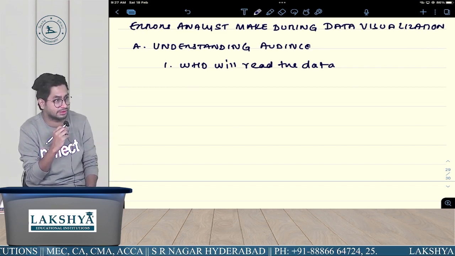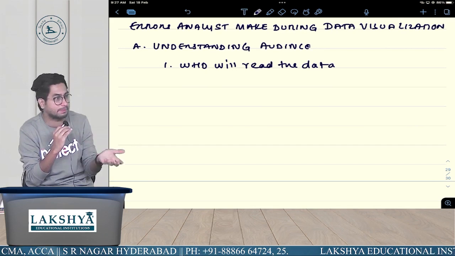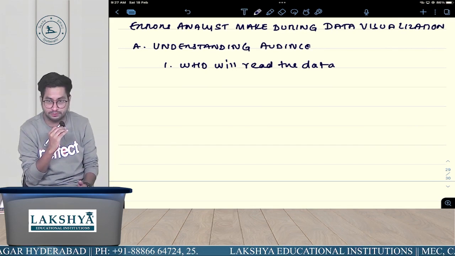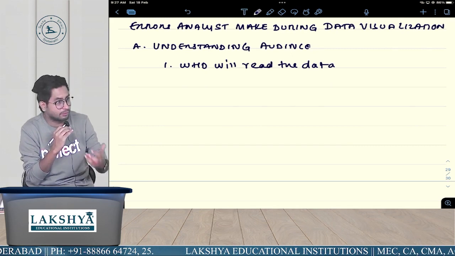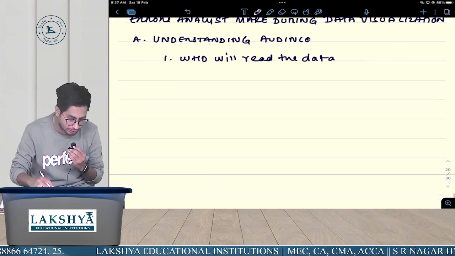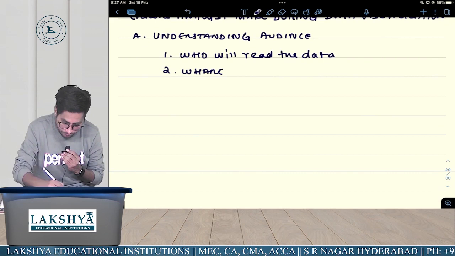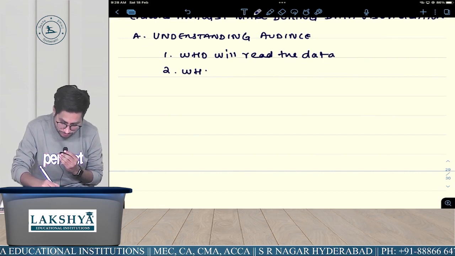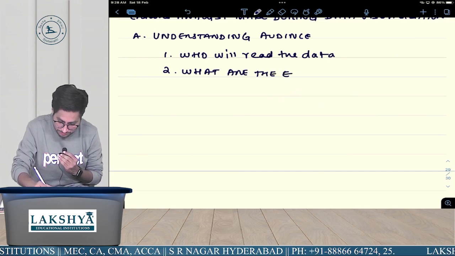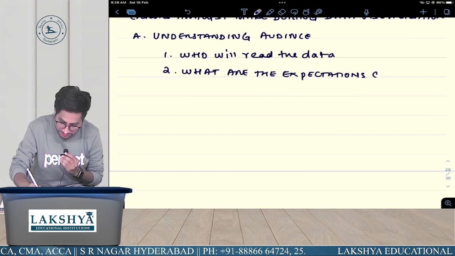If I don't do like this, and I prepare a common report for everyone, only finance background people will understand. Non-finance background people will not understand. Because of which, I will get more investment or less investment? Less investment. Number 2. What are the expectations? What are the expectations of the audience?